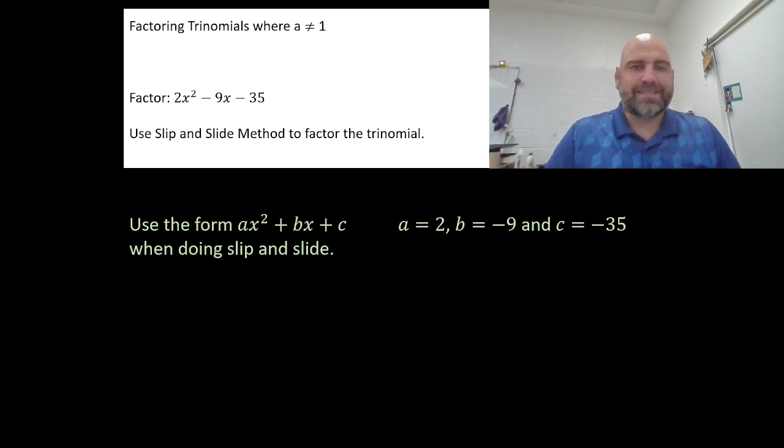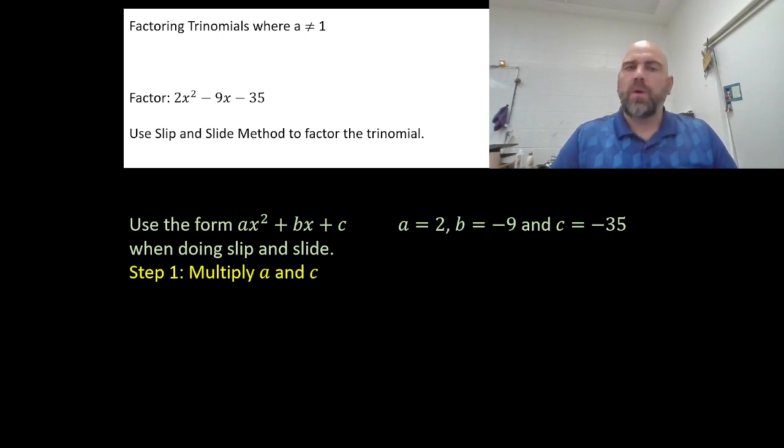So let's go through slip and slide. I'm going to go through the steps. I've got 6 steps before we come up with our final answer. Step number 1: we want to multiply the a and the c value together and come up with a product that we're going to use going forward. The a value is 2, the c value is -35, therefore our product is -70. 2 times -35 is -70. This is a number that we're going to be using going forward, at least in the first couple of steps of this process.